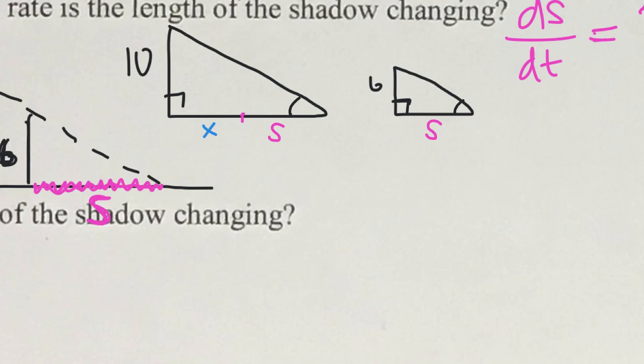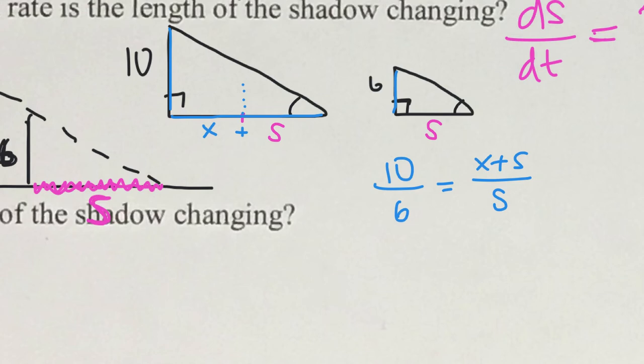Right, this is X. So the whole entire bottom side is X plus S, right? The distance he is away from the lamppost plus the length of the shadow. So we're going to set up a proportion in order to make our equation, right? So we're comparing like sides. If I compare 10, what does 10 compare to? The vertical side here compares to 6, equals the long leg here, X plus 6, compares to just S.